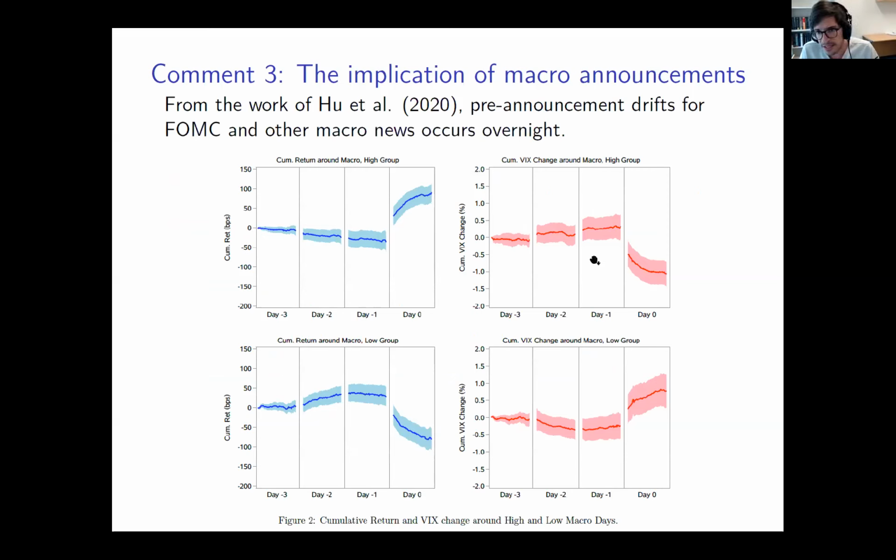So this is the return and this is the change in the VIX. The top two panels are for announcements with high positive returns leading to the FOMC announcements or other macro news announcements, and this is for what they call the low group, the announcements with low returns. As you can see here, there's an important jump that happens overnight for macro news announcements, and the drop in the VIX also happens overnight. This effect, however, might be canceled out by some announcements that are negative. It may or may not be canceled out, but it would be really interesting for Dima to do the following.